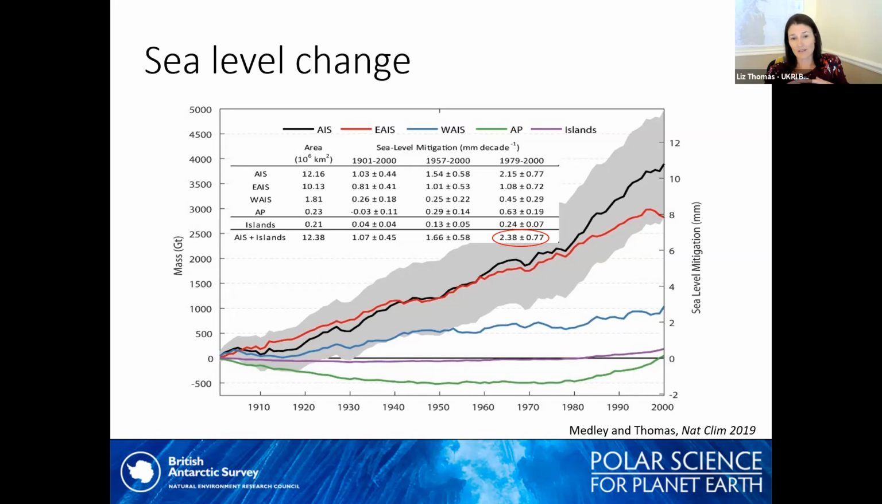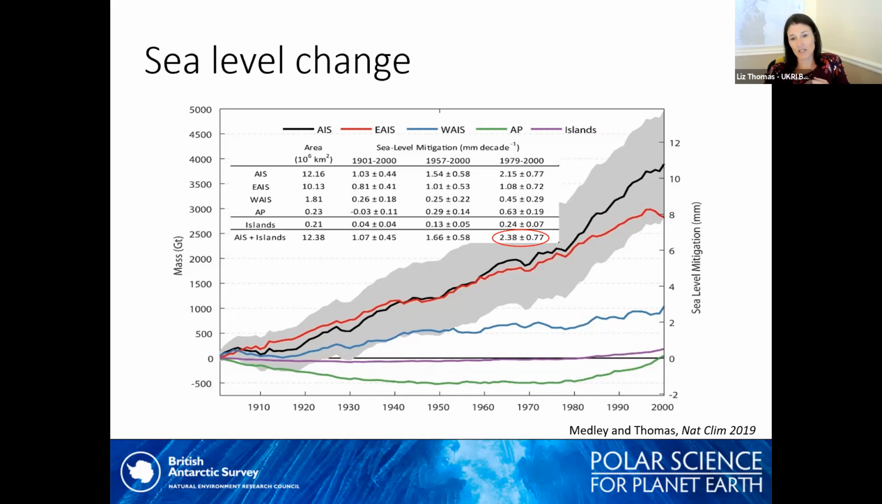And again, this rate of change shown here for the total Antarctic ice sheet in the black, we can see this acceleration during the latter part of the record. And in fact, this rate of increase, or this mitigating effect, increased to around 2.3 millimeters per decade after 1979.